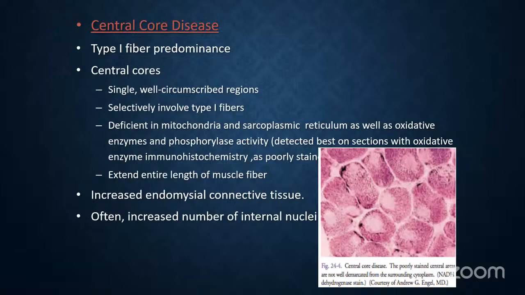Central core disease has type 1 fiber predominance. The central core is a single well-circumscribed region which selectively involves type 1 fibers. This area is deficient in mitochondria and sarcoplasmic reticulum as well as oxidative enzymes. Best detected on sections with oxidative enzyme histochemistry.